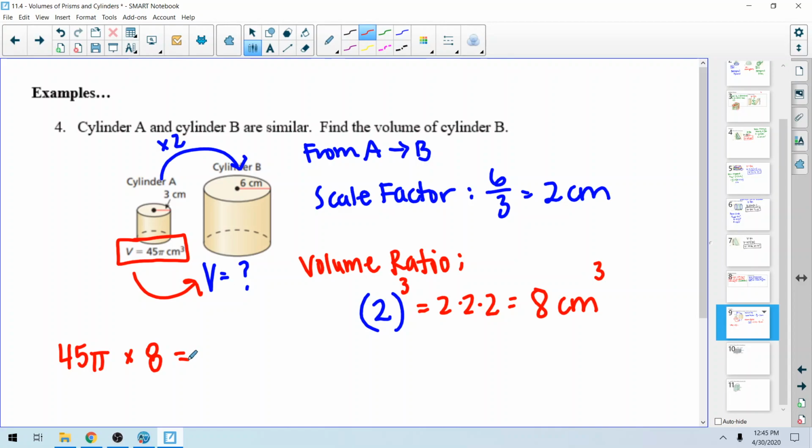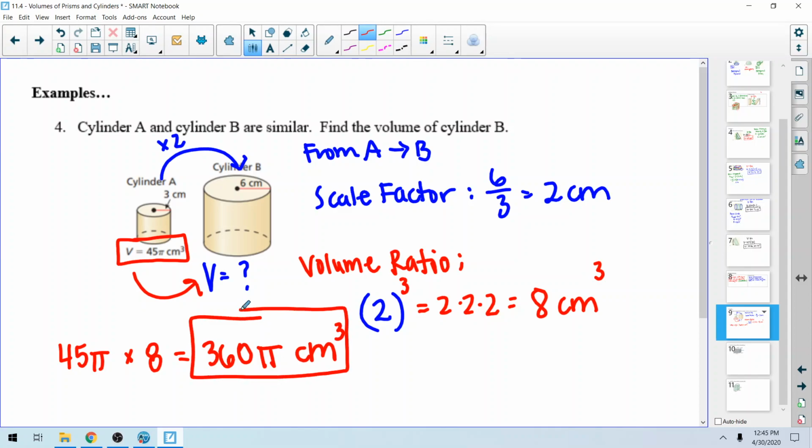So I'm going to grab my calculator. 45 pi times 8. In this case, just hit enter, don't hit control enter, because we're going to leave it in the same format they gave it to us. So we are going to get 360 pi centimeters cubed is the volume of cylinder B. Okay, so you get your scale factor, you cube it, which gets you your volume ratio, and then you can use that.